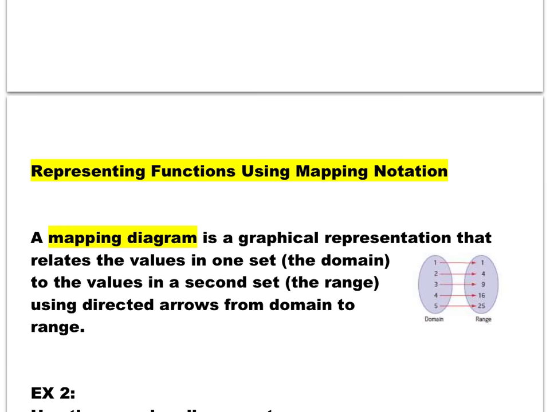Another way of representing functions, besides the function notation f of x that we covered, is what we call mapping notation. In a mapping notation, we represent the function using two ovals, the domain and the range, and we use arrows which go from the domain to the range, showing the relationship between the values, like the example here. For instance, this means that when x is 1, y is 1, when x is 2, y is 4, when x is 3, y is 9, and so forth.